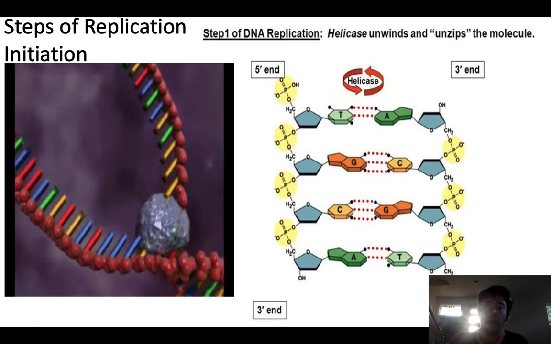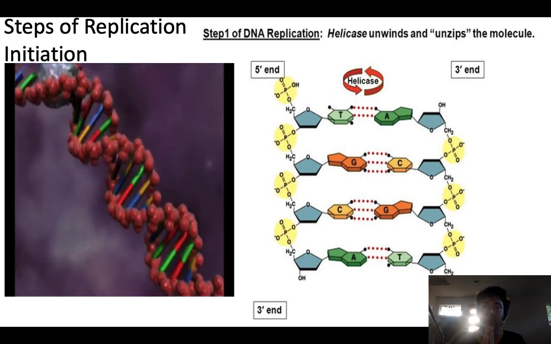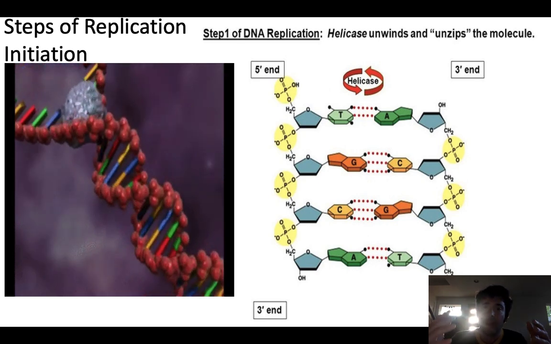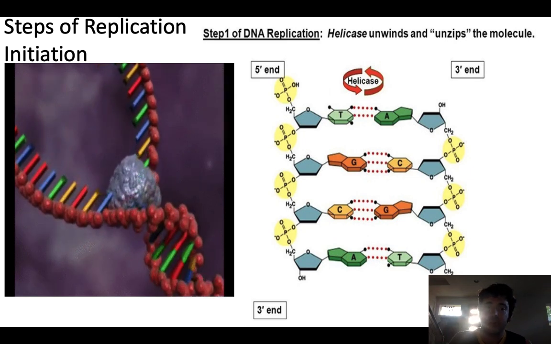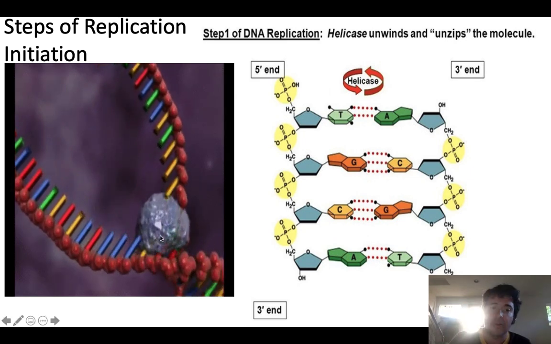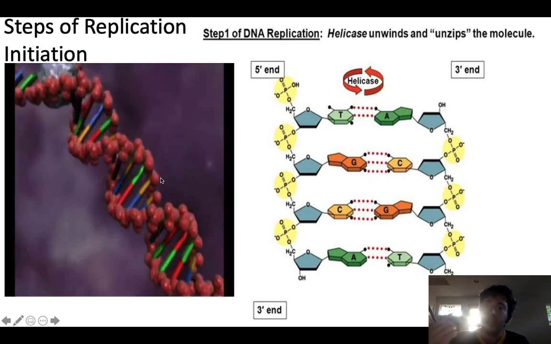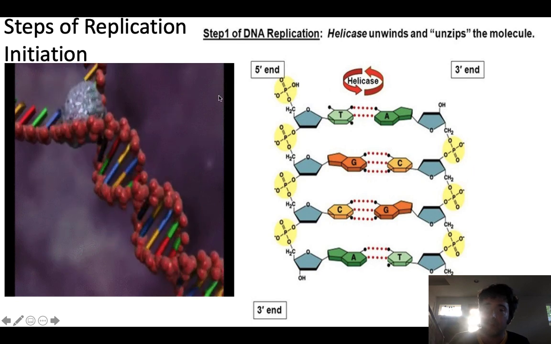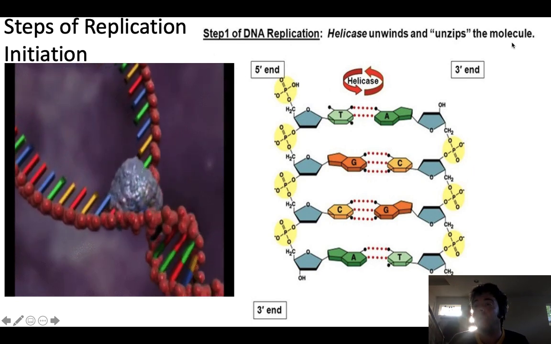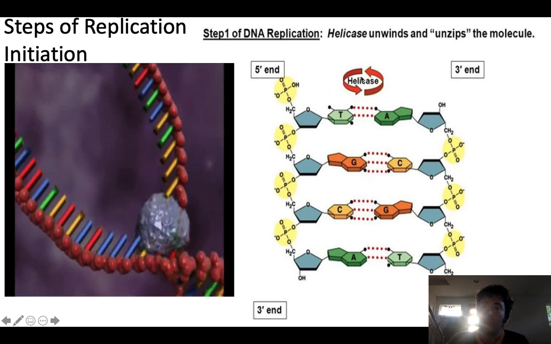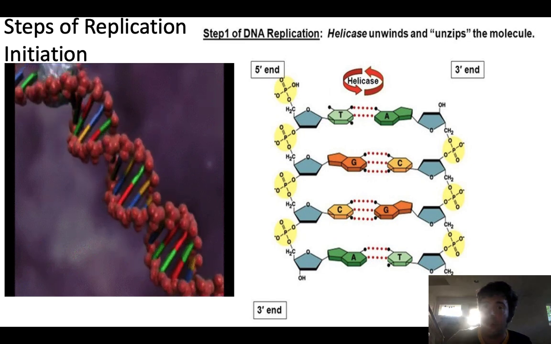When you think about the steps of replication, there are 3 steps to replicating DNA, using DNA to make more DNA in preparation for cell division. This GIF is taking place in the nucleus. Step 1 is what's called initiation. You see step 1 of DNA replication: helicase unwinds and unzips the molecule. DNA helicase is an enzyme. So we have step 1, initiation.